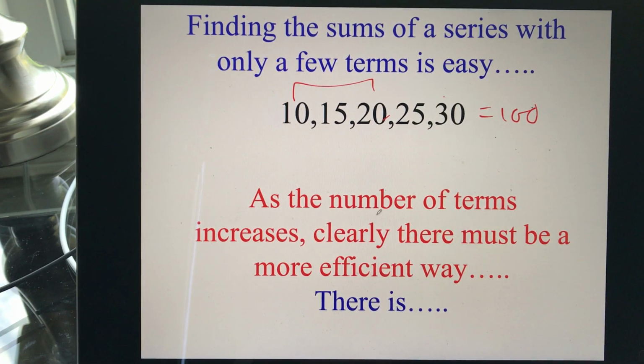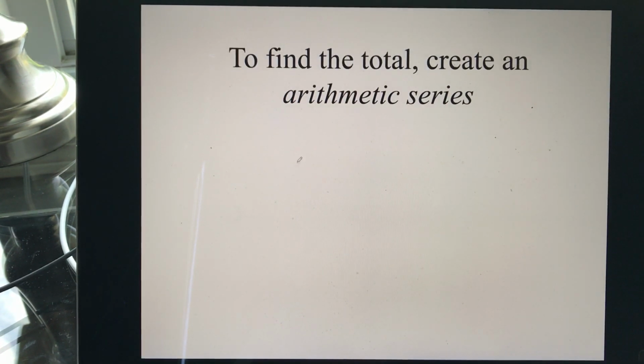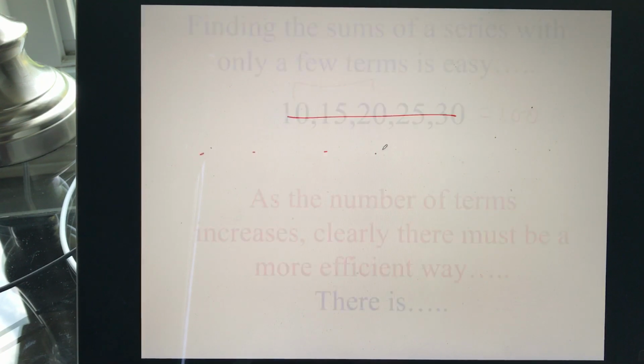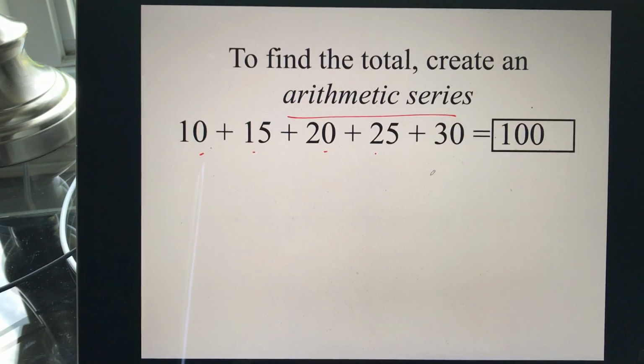As the number of terms increases, though, of course, there has to be a more efficient way, and of course there is. To find the total, I'm going to create an arithmetic series and look at it. So I would have these things added together. I would hit 100. This is what my series looks like. This is the actual sum of the series.